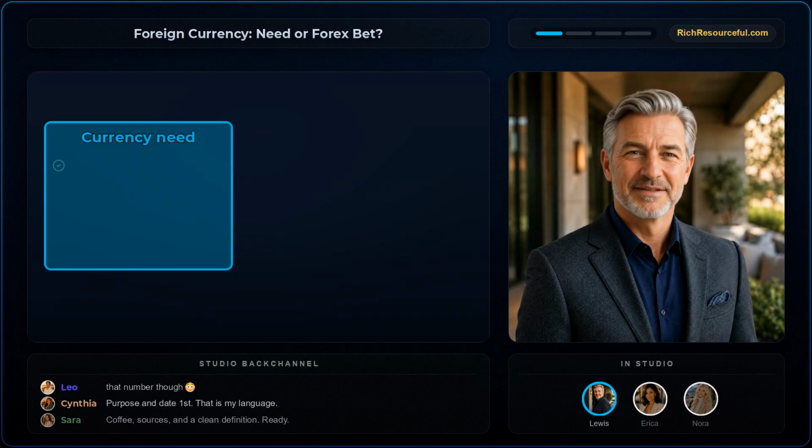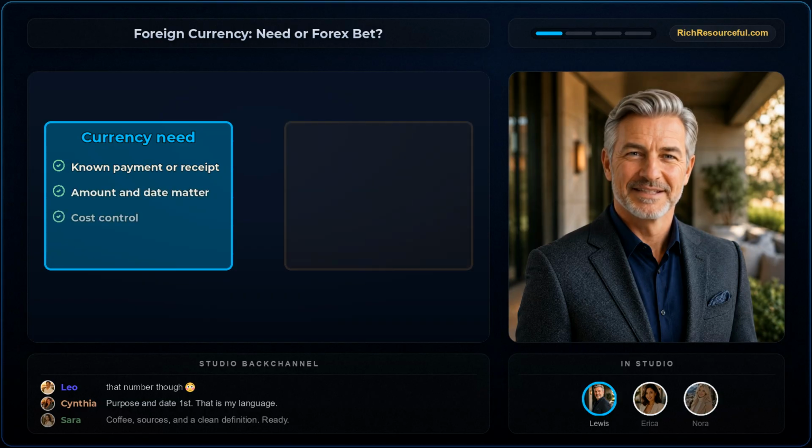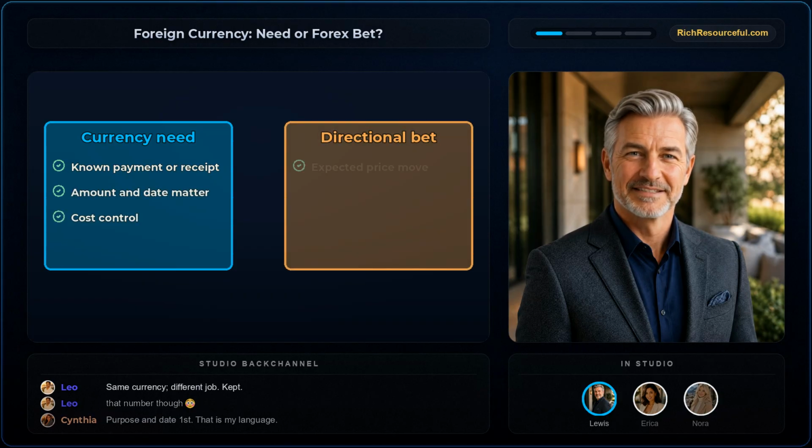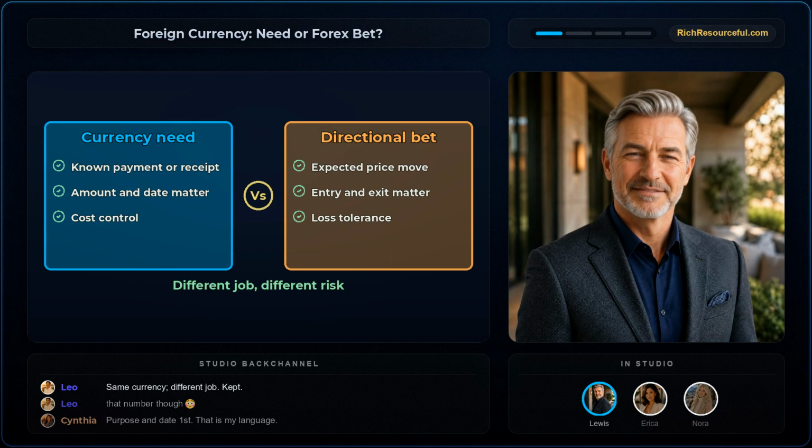The family has a known expense and a date. The viewer has a forecast and an uncertain exit. One may compare payment methods and exchange costs. The other is accepting a price risk for a hoped-for gain. Don't borrow the language of necessity to make a gamble sound pre-approved.